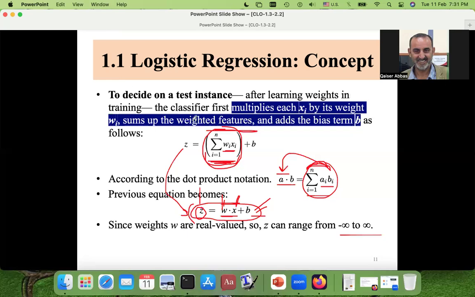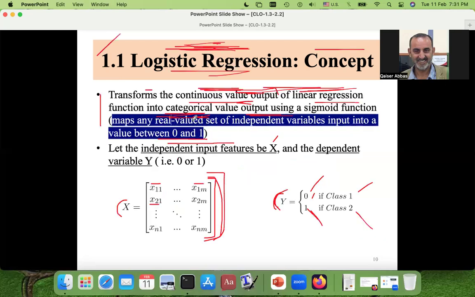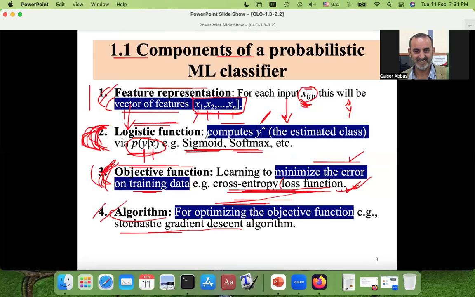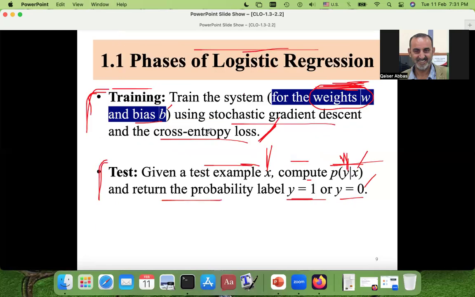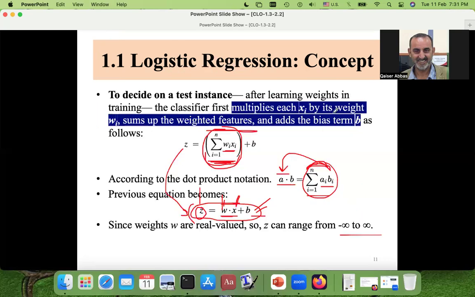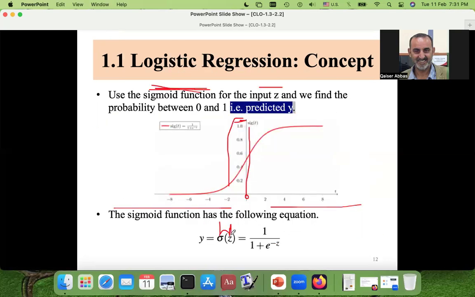In previous slides, we studied that sigmoid will provide us what? Probability value. Somehow it will give us the categorical value through the sigmoid function. So when we pass Z into it, sigmoid will give us the probability value. And then that probability value would be the value of this class, Y. Y is the class that we want to predict.